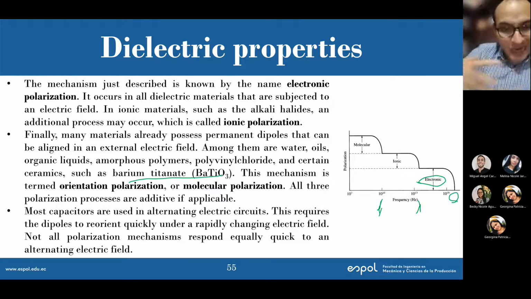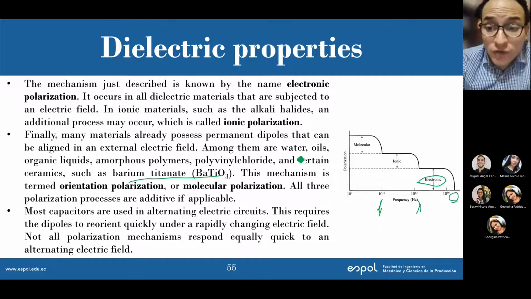Because again, in an electric circuit, I really need to reorient my dipoles quickly under the electric field that is changing, as happens in an electric circuit, right? So that's why the most important mechanism is electronic polarization.